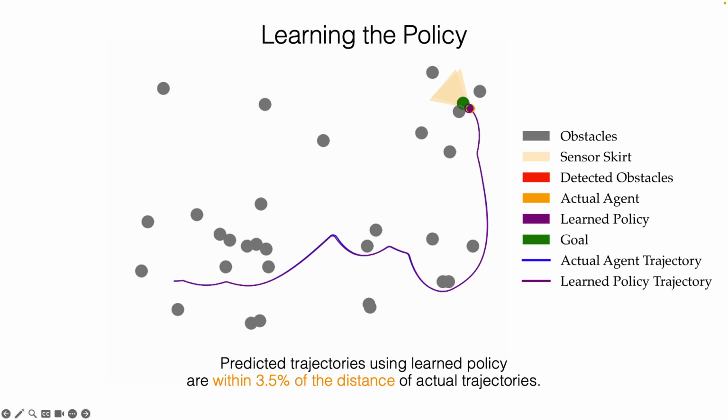This is where the power of the modular approach shows up. Our learned policy is not specific to a particular observation space on which it is trained and can be used for agents with different observation spaces as well. This would not have been possible for an end-to-end policy.